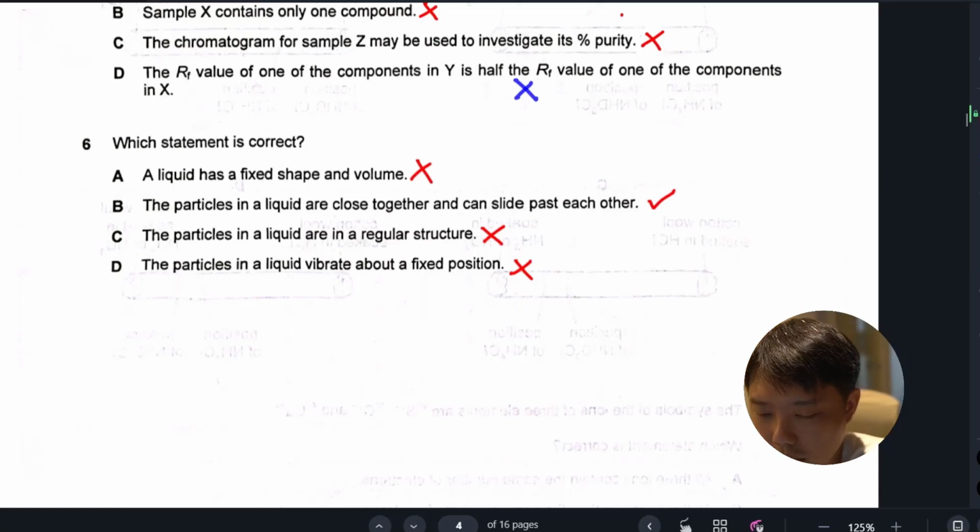Okay, so this question 6 is like one of the easiest questions I've seen so far. Which statement is correct? If you look at statement A, fixed shape and volume, that's a solid. Okay, B, they are close together and can slide past each other. This is okay. Particles in a liquid are in a regular structure. This is a solid. Particles in a liquid vibrate about in a fixed position. Also talking about a solid. Okay, so our answer here, very straightforward, is B.